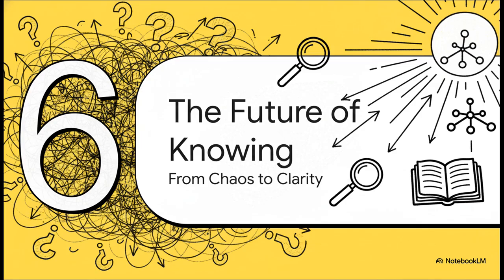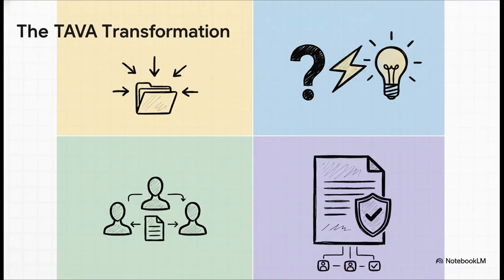Well, it points to a pretty fundamental shift in how we do research. It's a move away from all that frustrating chaos and towards a future of focused clarity. So here's the bottom line. The TAVA transformation really comes down to 4 things. First, you get to centralize everything in one place.